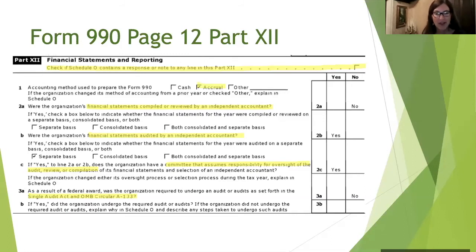Here they want to know about your accounting system. They want to know if you do cash accounting or accrual accounting. They want to know who really did the financial statements. Were they compiled by an independent accountant or were they audited by an independent accountant? So you'll tell them that. And they also want to know if you have a board committee that looks at the audited financial statements. Did they get reviewed?